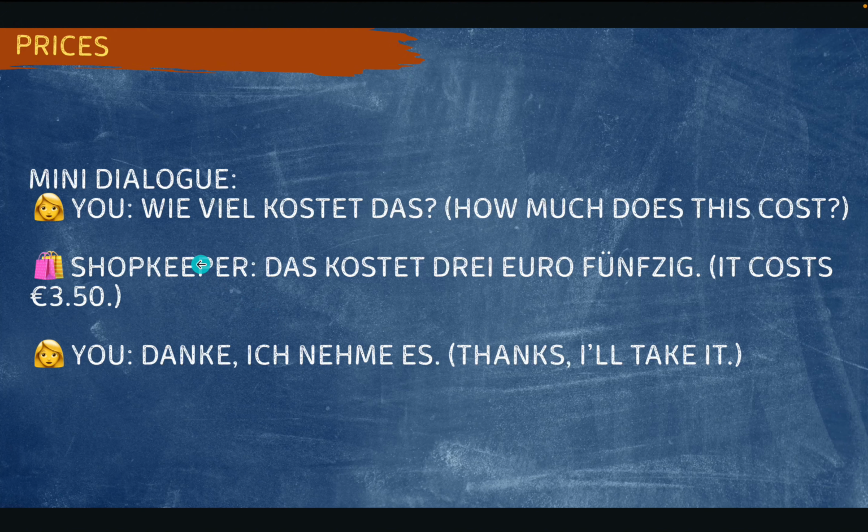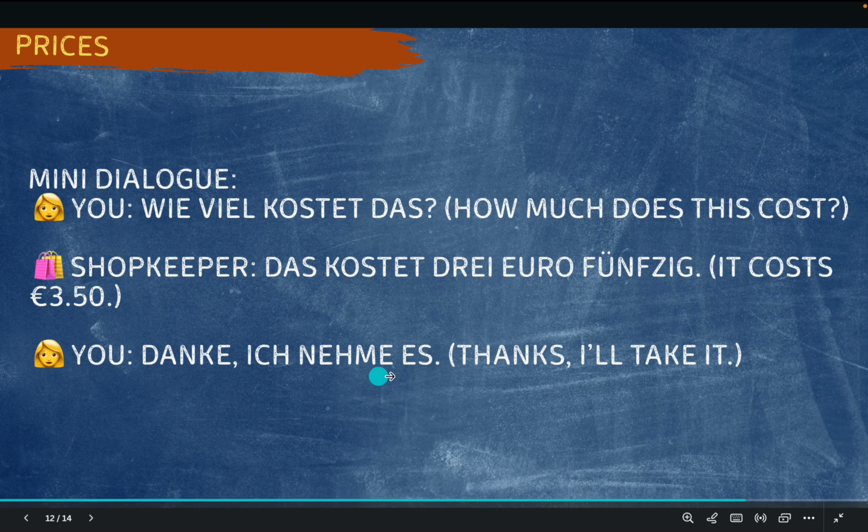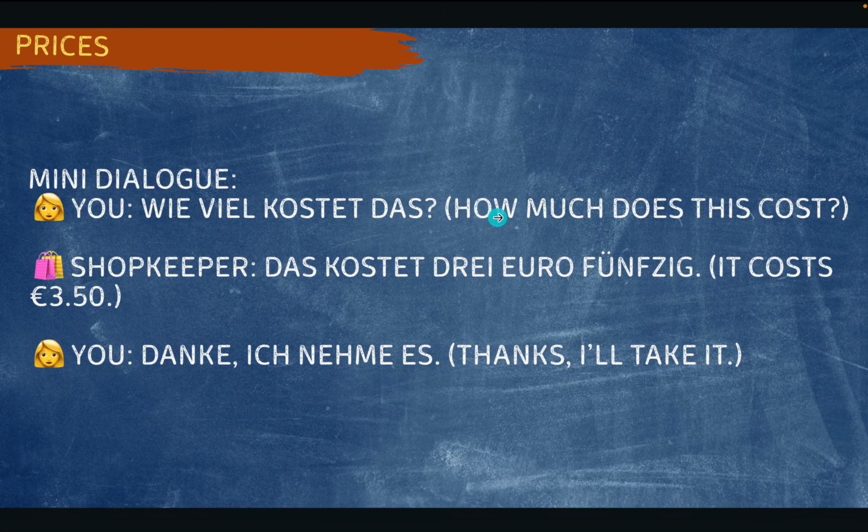Mini dialogue. I'll read first and then we'll do it together later. Wie viel kostet das? Das kostet 3,50 €. Danke, ich nehme es. How much does this cost? It costs 3,50 €. Thanks, I'll take it. In German, they don't say cents. Instead, they just say the next number after saying euro.